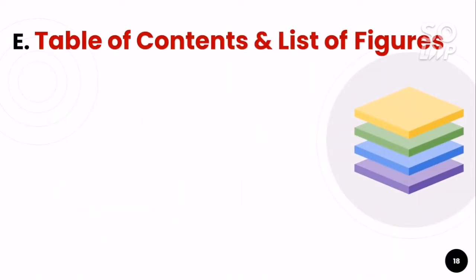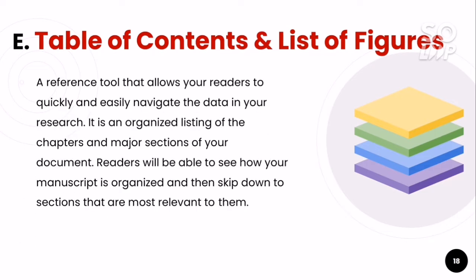Now, we have the table of contents and list of figures. The table of contents is a reference tool that allows your readers to quickly and easily navigate the data in your research. It is an organized listing of the chapters and major sections of your document. Readers will be able to see how your manuscript is organized and then skip down to sections that are most relevant to them.